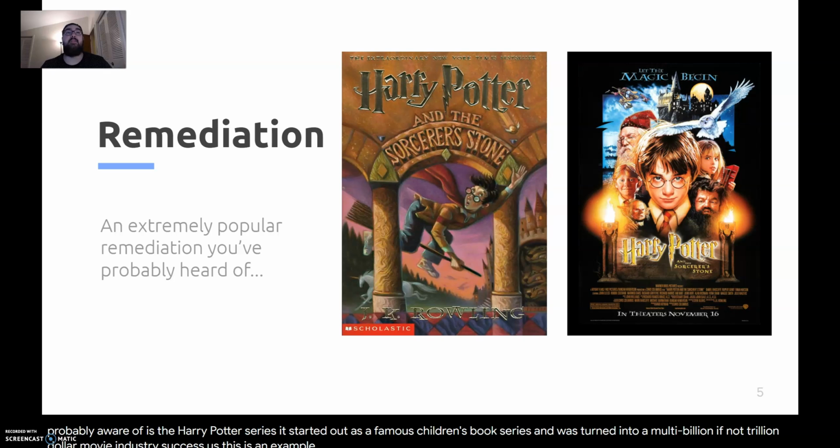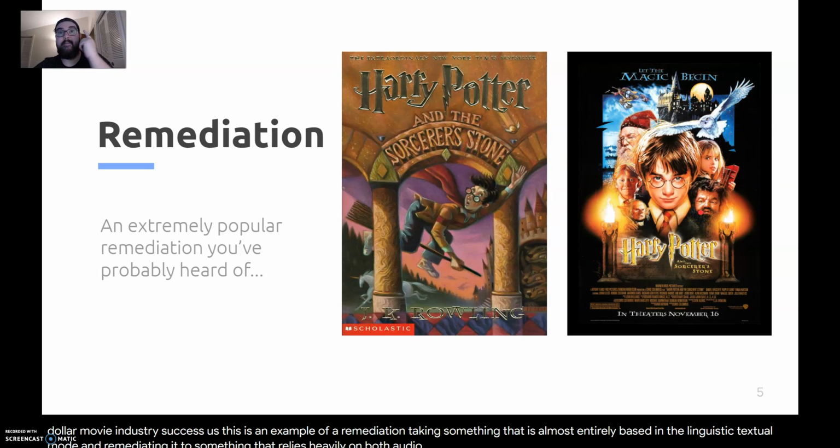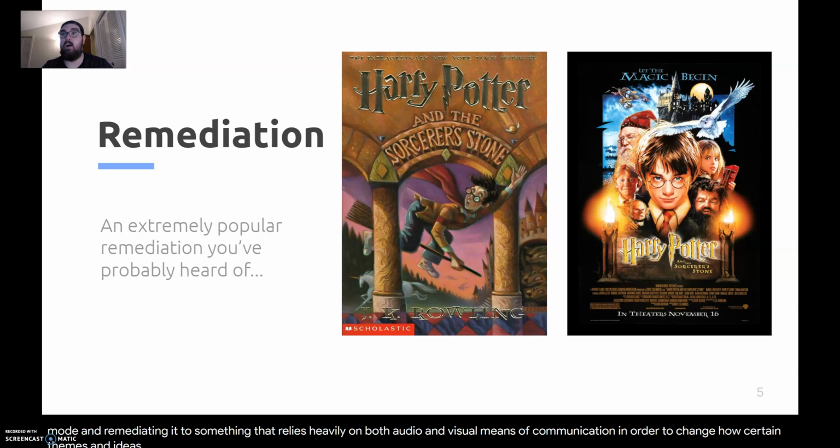This is an example of a remediation, taking something that is almost entirely based in the linguistic textual mode and remediating it to something that relies heavily on both audio and visual means of communication in order to change how certain themes and ideas are communicated.